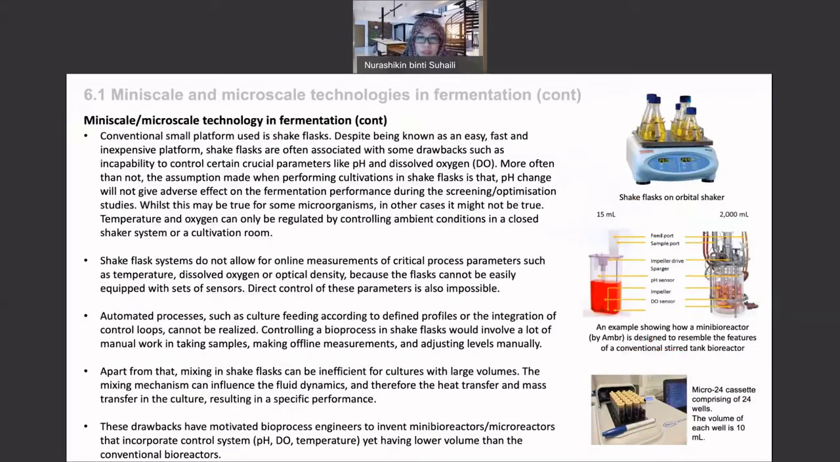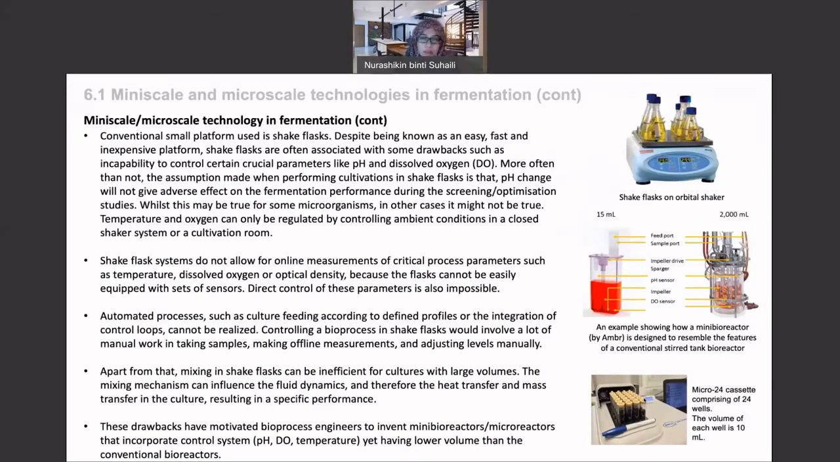So talking about the conventional platforms like the shake flask and the bioreactors, I've mentioned the limitation of the shake flask and the limitation of the bioreactor. The microscale or microbioreactors actually sit in between the shake flask and conventional bioreactors, whereby they have a small size, small scale, like shake flask cultures, but at the same time the platform also offers a control system, a controlled environment. What I mean by controlled environment here is the pH, the dissolved oxygen, the temperature, and also the shaking or mixing system. So it combines the benefits of both shake flask and conventional bioreactors. So that is actually the purpose of the microscale or miniscale bioreactors.